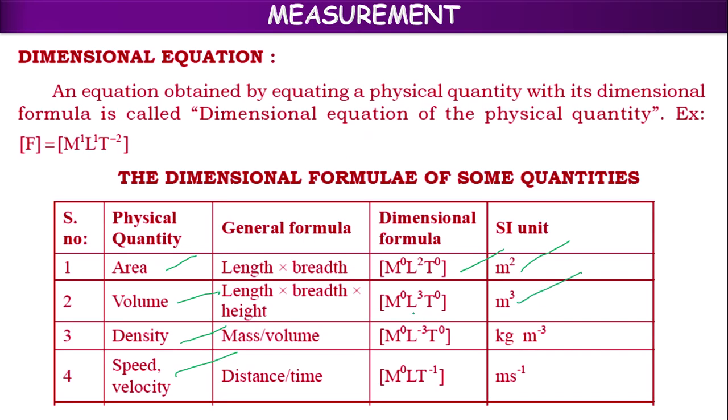So meter cube, M0 L3 T0. Next, what is density? Already we have calculated density: mass by volume, M1 L power minus 3 T0. Mass is measured in kg, volume is measured in meter cube, but when it goes up, it becomes M L minus 3.